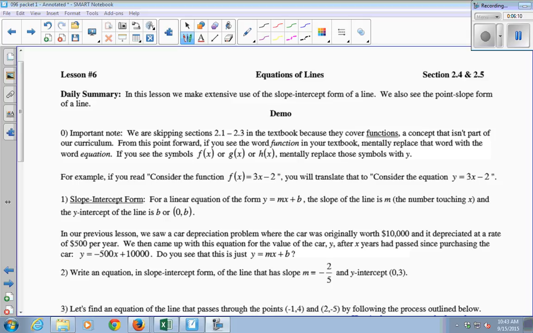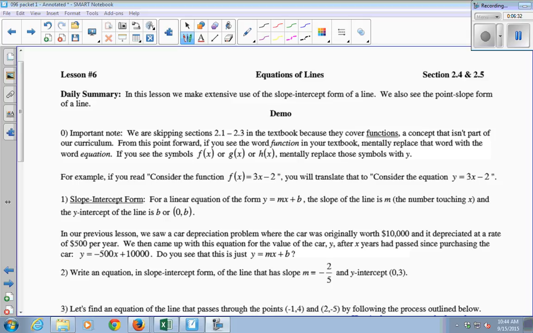We're going to make extensive use of the slope-intercept form of a line, and we're also going to see the point-slope form of a line. Here's a little important note. We're skipping sections 2.1 to 2.3 in the textbook because they cover a topic called functions that isn't part of our curriculum. We actually talk about functions in college algebra, the next course.